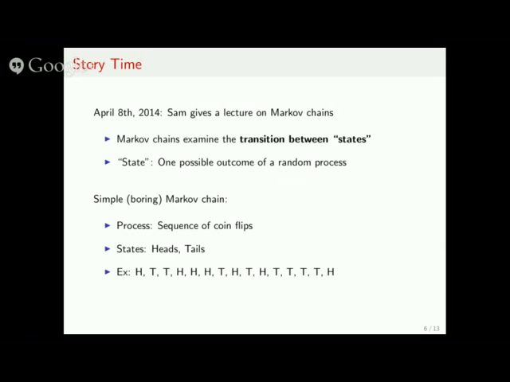And we're interested in those changes between the states, heads and tails, and whether we can extract any information out of them. So in a sequence of coin flips, it's all just random, assuming you have a fair coin. And so you can't really extract any information about that. So it's a boring Markov chain.